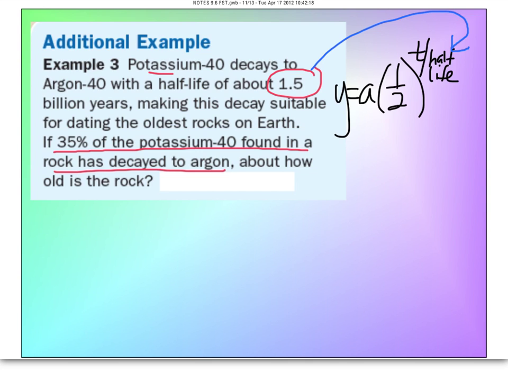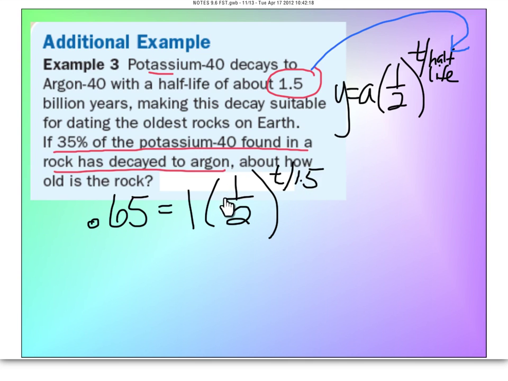So to solve this, let's isolate the power of the exponent, divide by 1. Again, it's just going to become very simple here. Now the exponent is isolated, so all we have to do is take it and rewrite it as a logarithm. Log base 1/2 of 0.65 is this. So let me write that. Log 1/2 of 0.65 equals t divided by 1.5.